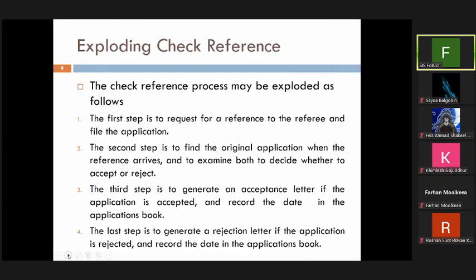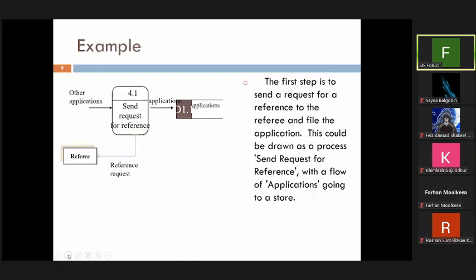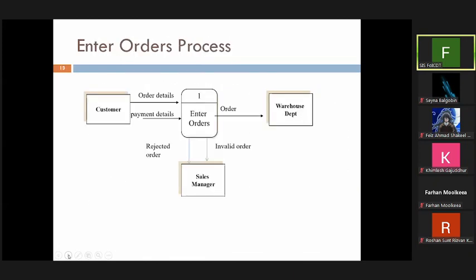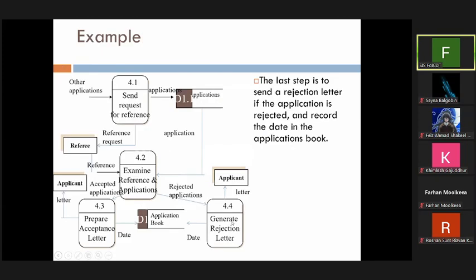Send requests, examine, prepare acceptance, generate rejection letter. And as such, the rules that we've seen in DFD last week still apply. So inputs, outputs: 4.2, there are inputs, application, there are outputs that go, rejection, acceptance.